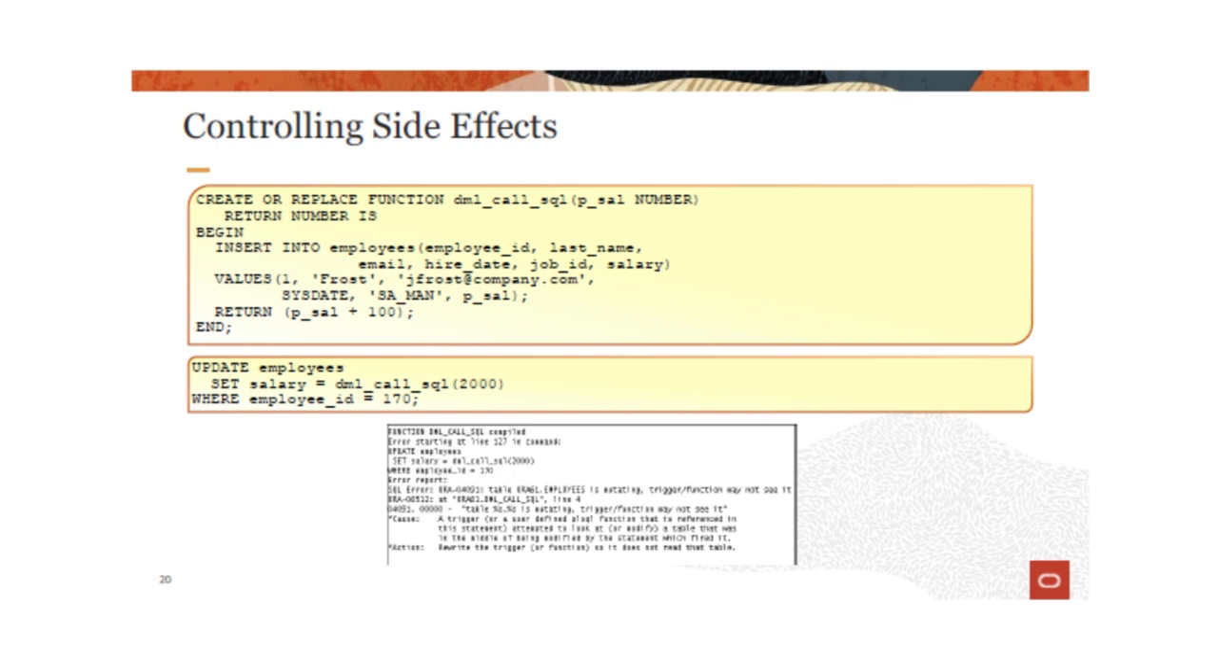You can see that the DML_call_SQL function in the slide contains an insert statement that inserts a new record into the employees table and returns the input salary value incremented by 100. This function is invoked in the update statement that modifies the salary of employee 170 to the amount returned from the function. The update statement fails with an error indicating that the table is mutating. Therefore, a function invoked in an update statement on a table, which in turn has DML statements for the same table, would lead to an error.